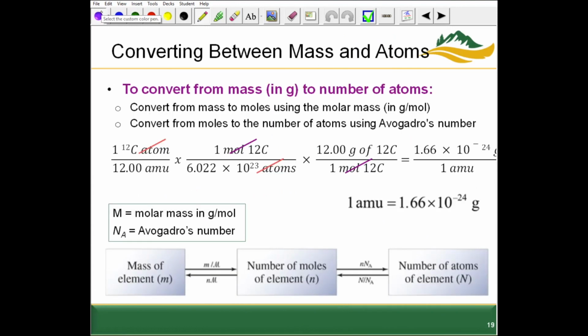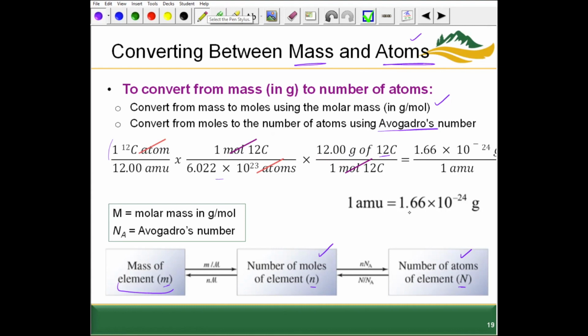For example, we can also convert between mass and the number of atoms. To do this, we need the molar mass in grams per mole. We also need Avogadro's number. For example, if we start out with the mass of the element in grams, or lowercase m, we can go to the number of moles of the element, or lowercase n. From there, we can go to the number of atoms of an element, or uppercase N. So I have this example written out for you here. The work is written out here, but I want to show you this a little bit more clearly and explicitly.